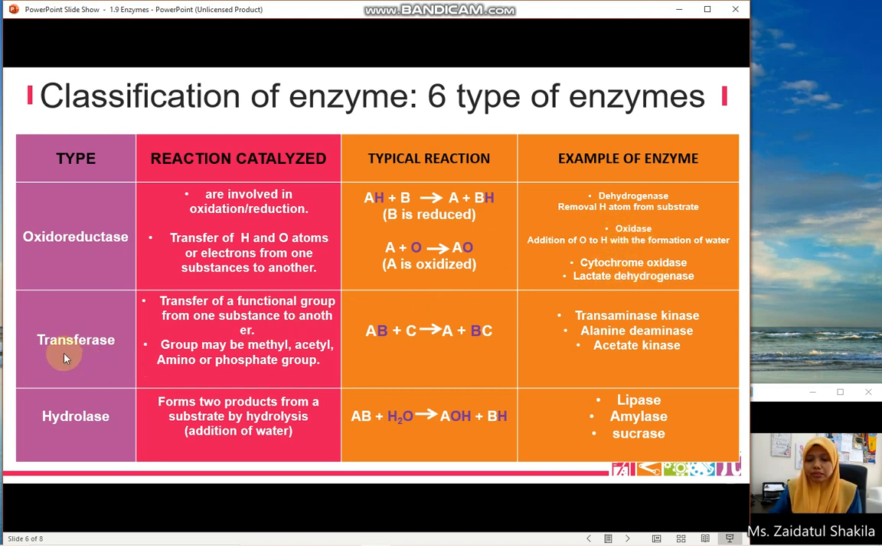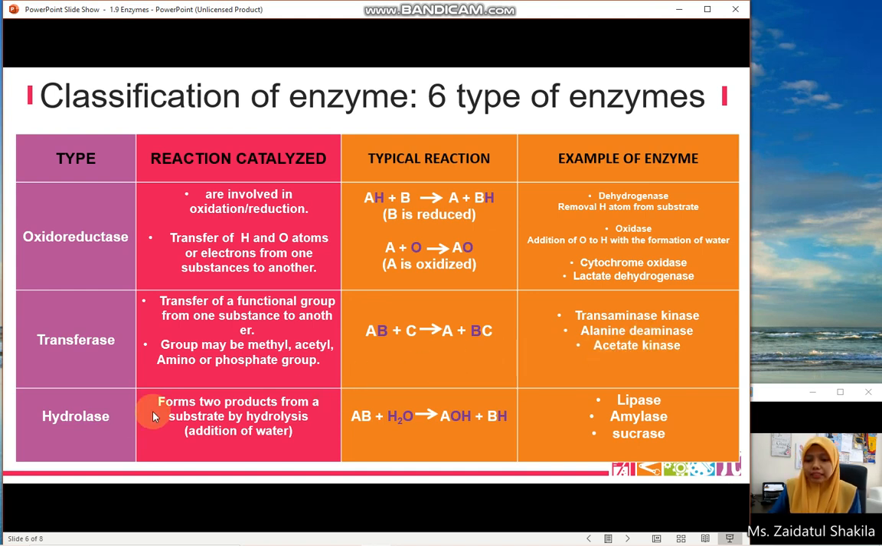The next class of enzyme is transferase. Transferase transfers a functional group from one substance to another substance. The functional group may be acetyl, methyl, amino, or phosphate group. Look at the typical reaction of transferase: AB plus C produces A plus BC. So B refers to the functional group. What are the examples of transferase? For example, transaminase and kinase; they transfer an amino group. Other than that, alanine aminotransferase, which also transfers an amino group, and acetate kinase.